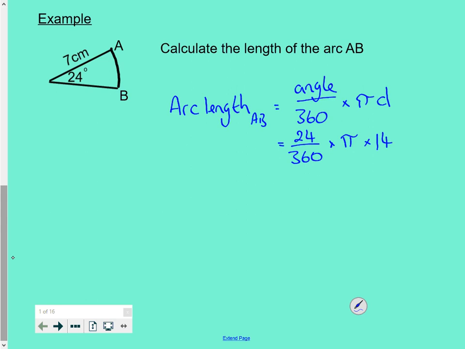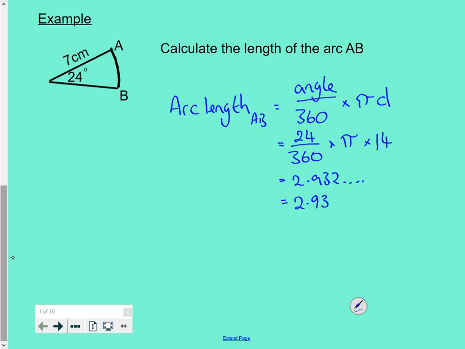Now, I can type this into my calculator, 24 divided by 360 times by pi times by 14, and that's going to give me 2.932, and it's a very long unrounded answer. I'm going to round it to 2 decimal places. Always make sure you're checking to see, does the question tell you what to round it to?